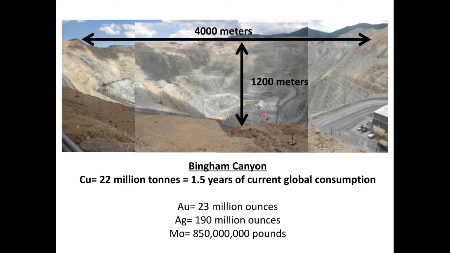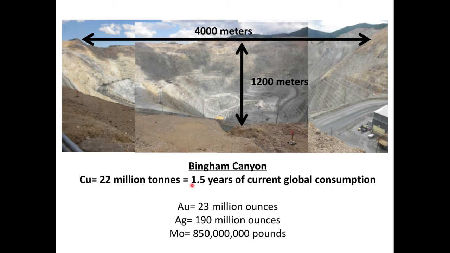So here is an image to give you a sense of the scale of the Bingham Canyon pit. Approximately 4,000 meters in diameter and over 1,200 meters deep. And the Bingham Canyon mine, which has been operating since about 1906, has produced over that time, so let me make sure I say this correctly, from 1906 to 2020, the Bingham Canyon mine has produced 22 million tons of copper, which is equal to the amount of copper that humans currently consume about every year and a half.